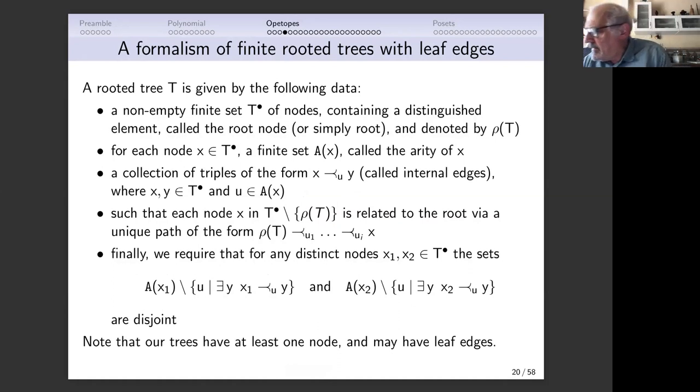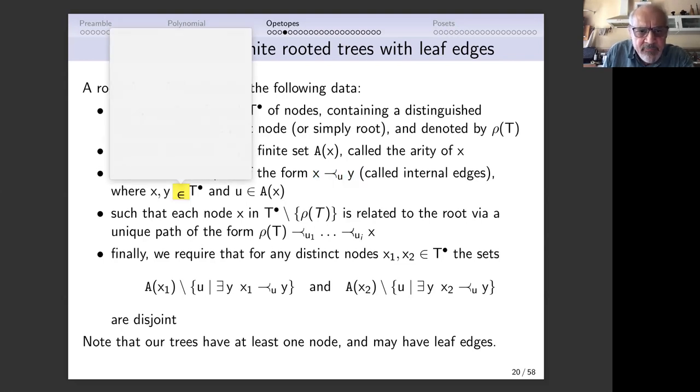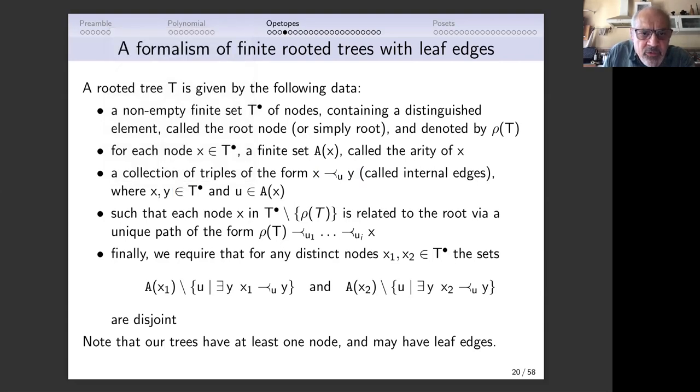A rooted tree is given by the following data. It's a non-empty set of nodes containing a distinguished element, the root node. Each node has an arity, a set of inputs, and then the tree structure is encoded by these local triples, X, U, Y, where X and Y are nodes of T. Okay, so I have this notation for the nodes of T, T bullet. And U is one of the inputs of X. Okay, so it's a rooted tree. So there should be only one path from the root to any node of the tree.